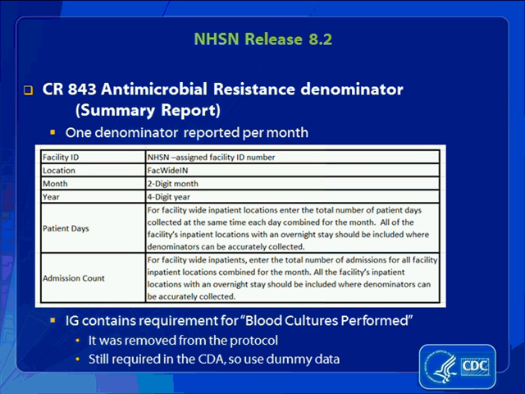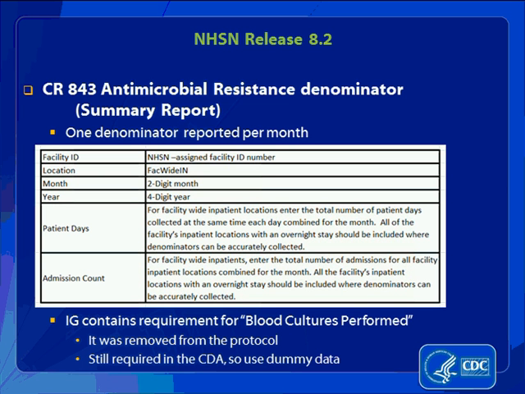Next, we'll talk about CR843, the antimicrobial resistance denominator, or the summary report. One denominator is reported per month, and it's always for facility-wide inpatient. It's really simple. It just includes patient days and admission count.